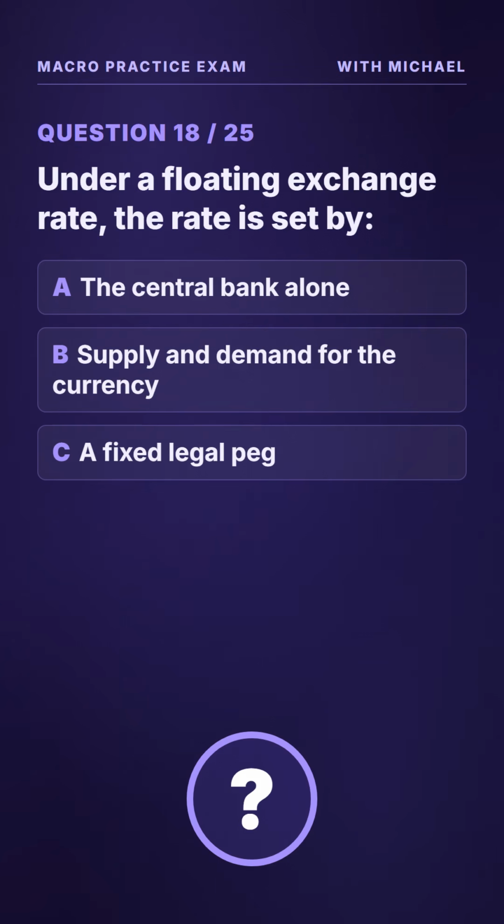Question 18. Under a floating exchange rate, the rate is set by A. The central bank alone. B. Supply and demand for the currency. C. A fixed legal peg.